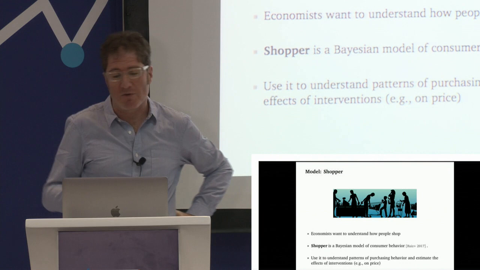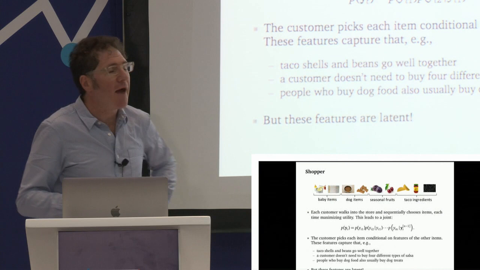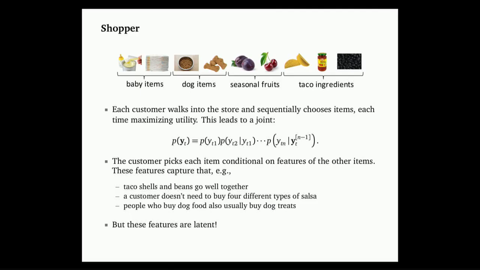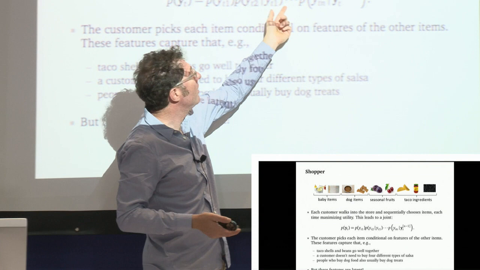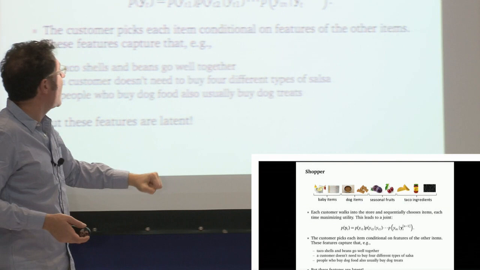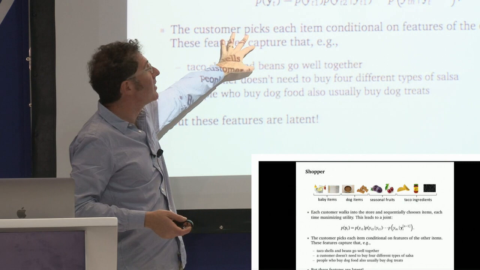Now, the idea in Shopper is that we're going to model people, and each customer is going to walk into the store and sequentially choose items into the basket, each time maximizing their utility. This leads to a joint distribution. The probability of a basket of goods is the probability of picking the first item, the probability of picking the second item given the first item, all the way down to the probability of picking the last item given the previous however many items. The idea behind Shopper is that when you walk into the store, you pick each item conditional on the features of the other items that are already in your basket.